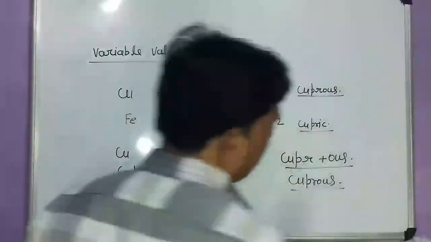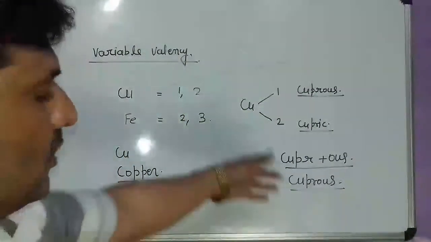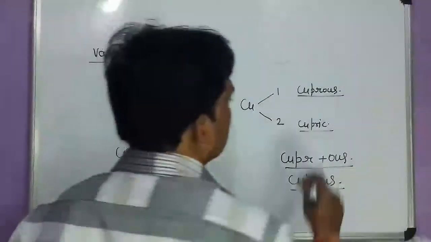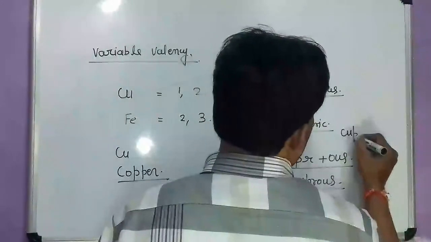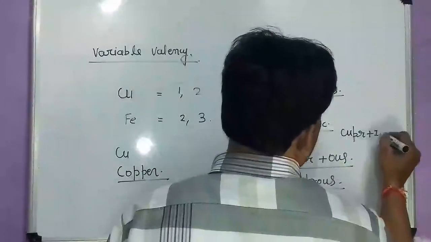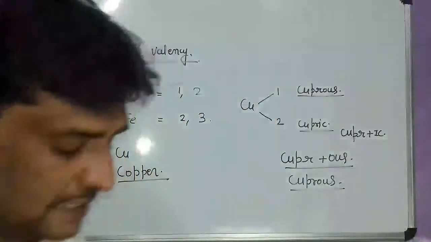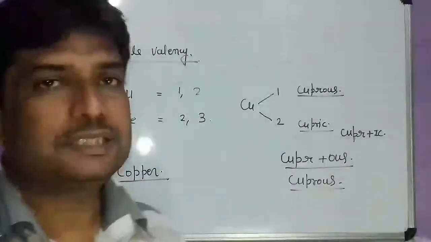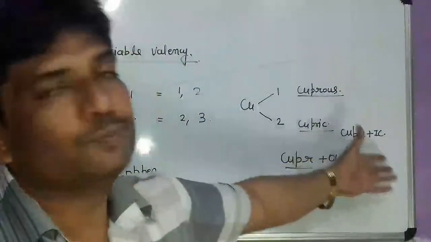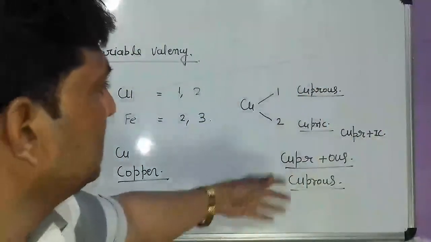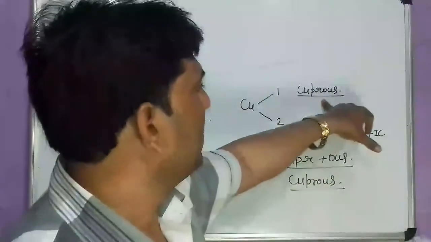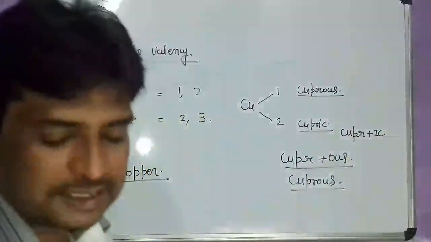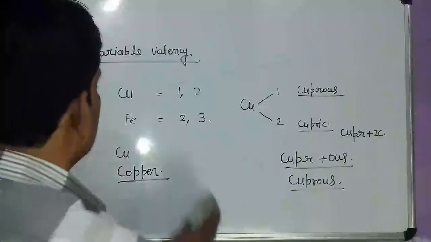So the suffix ous is used in lower valency names and ic in higher. Cupr plus ic is cupric. Those elements which show higher valency are cupric. Add suffix ic. So we have to add ous in lower valency and ic in higher valency. Is it clear, student? It is the same way.